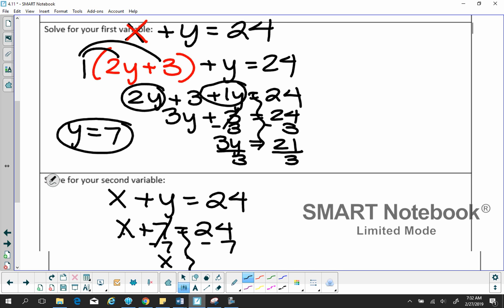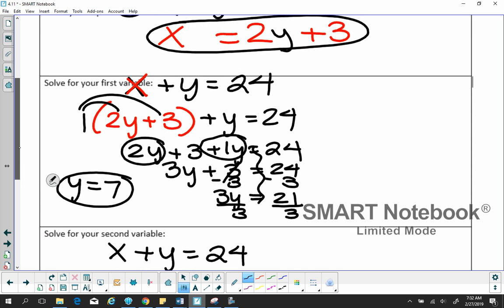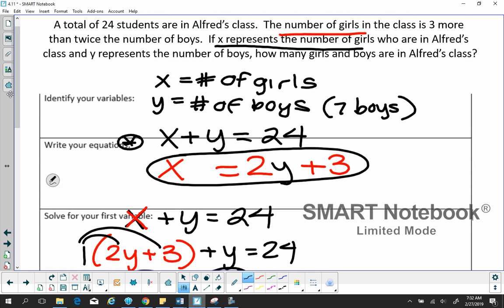You end up getting x equals 17. And so that means I know that there are 17 girls in the class. If I got a decimal as an answer, I would know that's not correct, right? Because can I have 0.5 or 2.5 boys in this class? No, that doesn't really make sense in this problem. So you need to make sure, does the problem make sense?